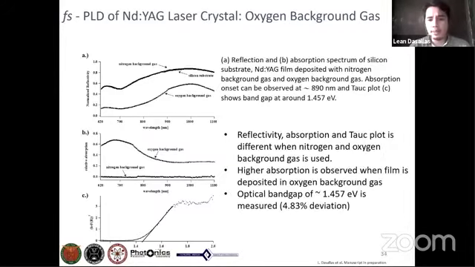This is the reflectivity, just to measure the optical band gap of the deposited film, which is quite close to the expected band gap of the Nd:YAG laser crystal.